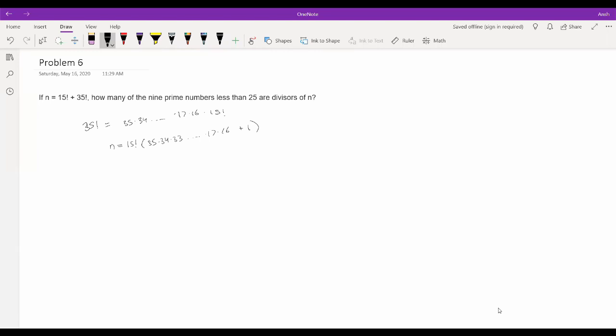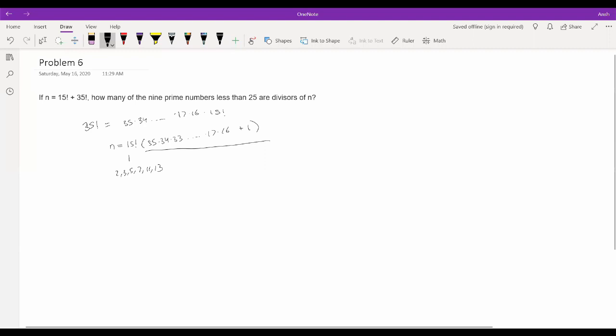So obviously, if n is divisible by 15 factorial, it has to be divisible by 2, 3, 5, and 7, since they're all contained within 15 factorial, and also 11 and 13. However, we also know that 15 factorial does not have any primes greater than 15 in it. So if there are any other prime numbers that divide n, they have to divide the other part of our formula for n, which is within the parentheses.